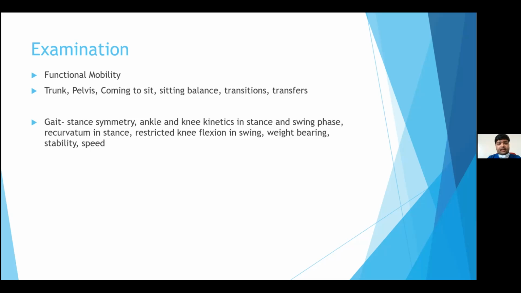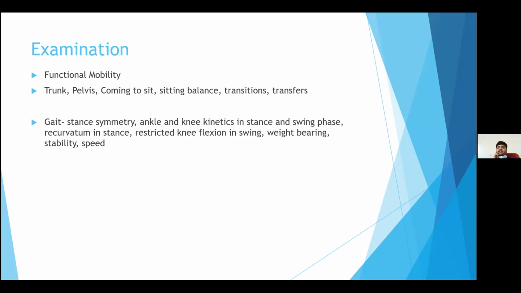So in gait, you have to look at the symmetry of stance, the ankle and knee kinetics in the stance and swing phase. Commonly, you see recurvatum in stance because of ankle plantar flexion spasticity, where in mid stance, because of a plantar flexed foot, the weight line passes in front of the knee and causes an extension moment of the knee joint.